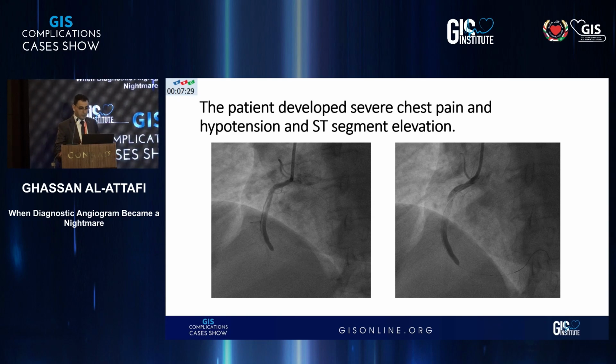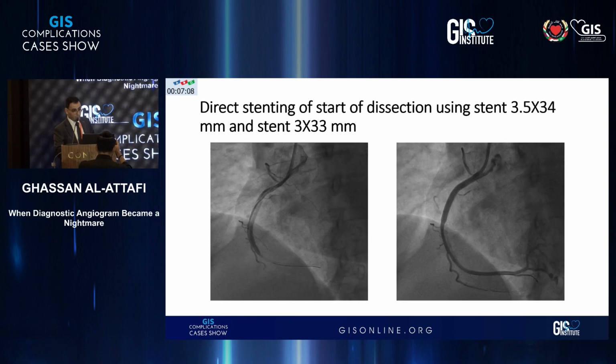Here, in iatrogenic dissection, the best management is to prevent the complication. But once it happens, we have to close the door of entry, because the door of entry could extend distally to occlude the vessel as well as proximally. And if it extends into the proximal aorta, the complication becomes more catastrophic. So we started stenting the port of entry with two stents. The first one is a 3.5 by 34 and the second is a 3 by 33 mm.